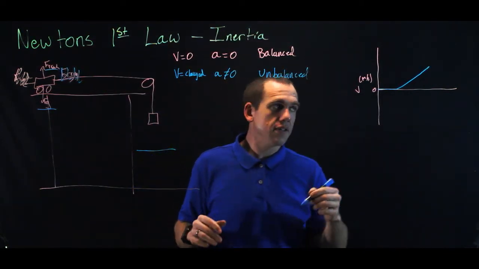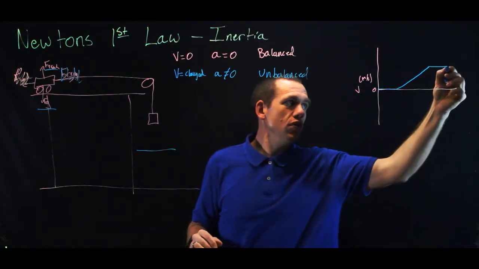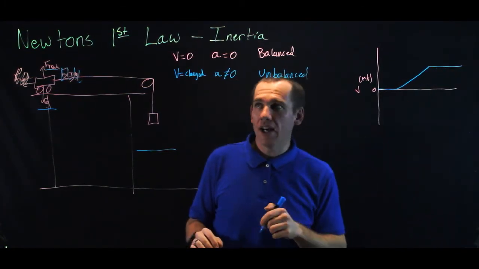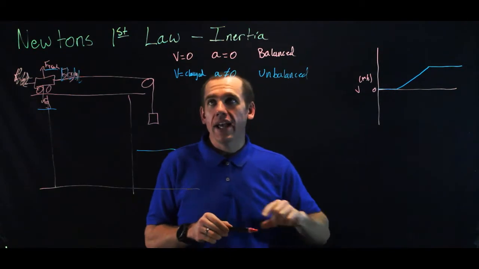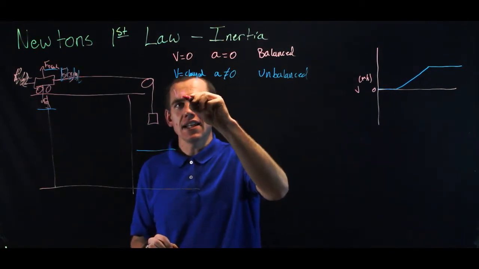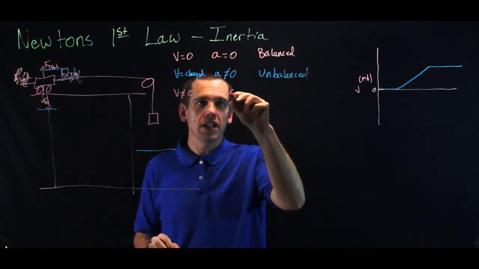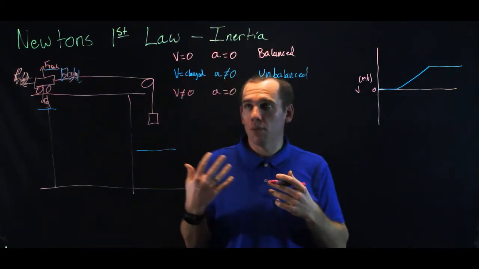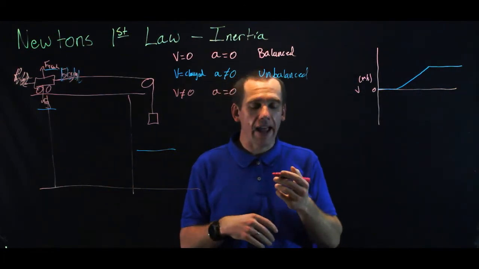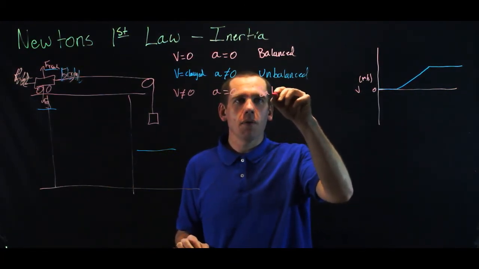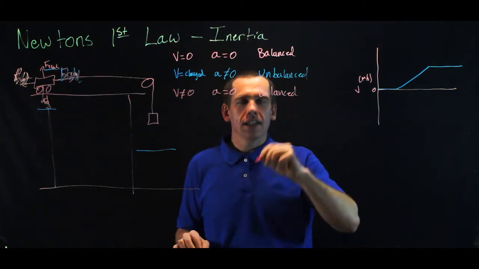However, the cart didn't stop. It continued moving with a constant velocity. So now we have a velocity not equal to 0, but an acceleration equal to 0. It was no longer speeding up, it wasn't slowing down, it was just moving along the track. This is back to a balanced force case.